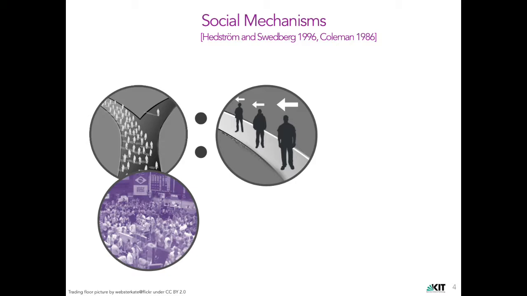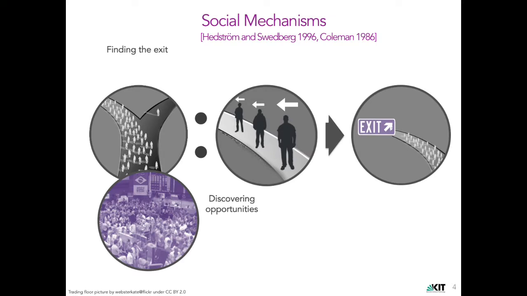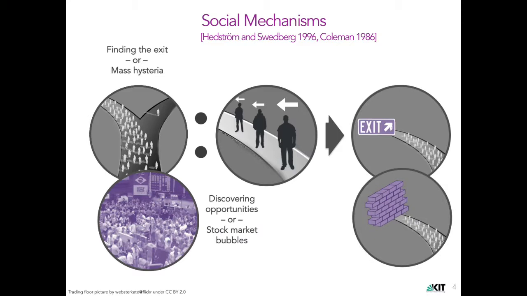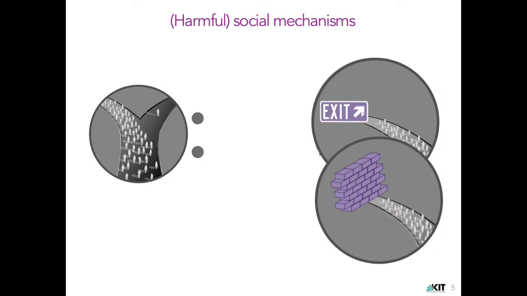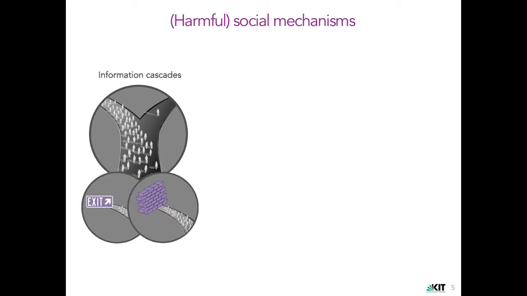Another example would be the stock market. It would be the same. You don't know if you should buy or not buy. It could turn out really well, so you go find the exit and you discover opportunities for profit, or it can turn out really bad if you follow the crowd in the wrong direction. Then you create a stock market bubble, or you have mass hysteria and there's a panic. So just keep in mind that these things usually are really useful. That's why evolution brought them forth, so they actually exist, but they can turn bad, especially if people do not act independently. So this is information cascades, for example.